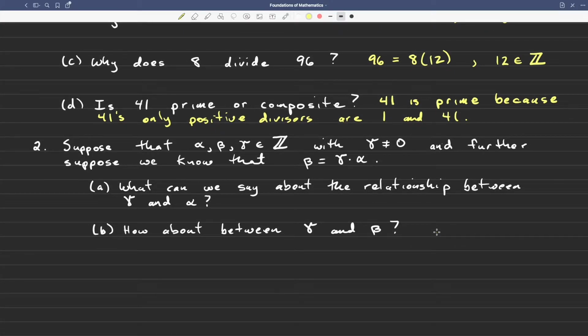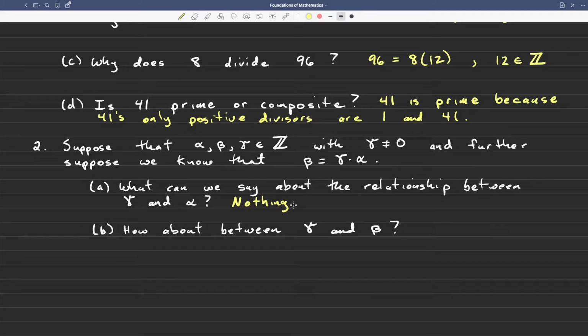And let's further suppose that we know that beta can be expressed as gamma times alpha. So the question, part A of number 2, is what can we say about the relationship between gamma and alpha? In fact, we can't say anything about the relationship between gamma and alpha. In order for there to be a relationship in terms of the definitions under discussion here, in particular divides, we would need alpha and gamma to be on opposite sides of that equation.